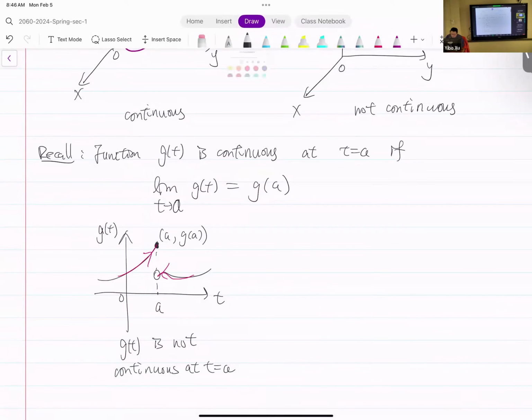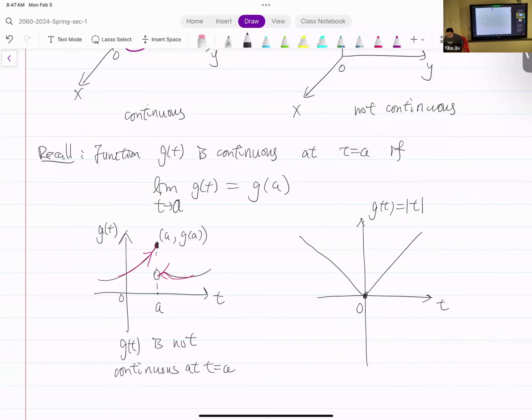And of course, when you talk about continuity, even though the curve can be sharp, but still it's continuous. Okay? So the definition is really about whether everything is sort of connected or not. Okay? So if you think about g of t equals the absolute value of t, let's say.